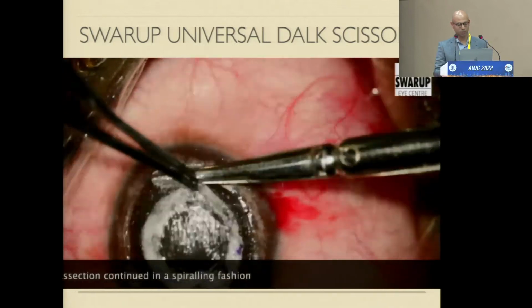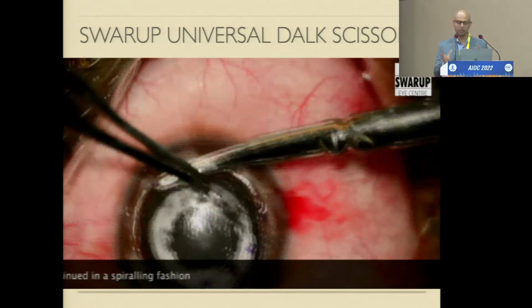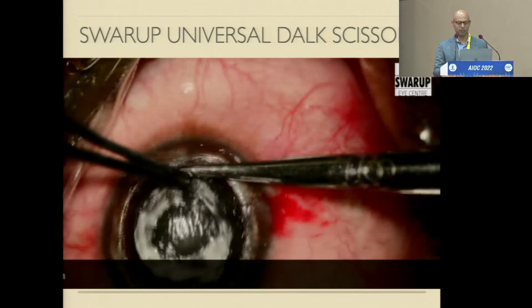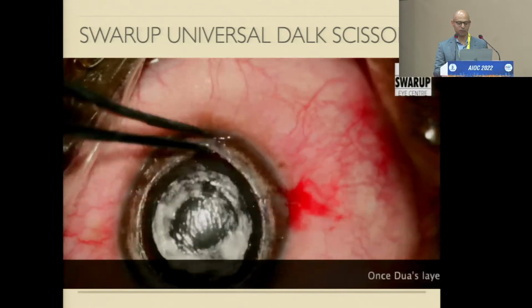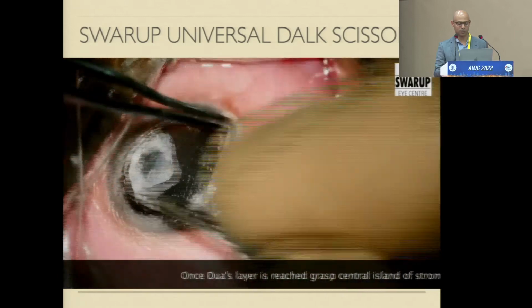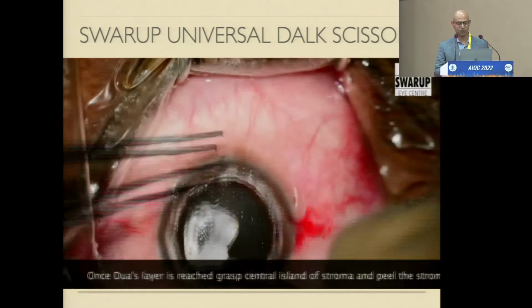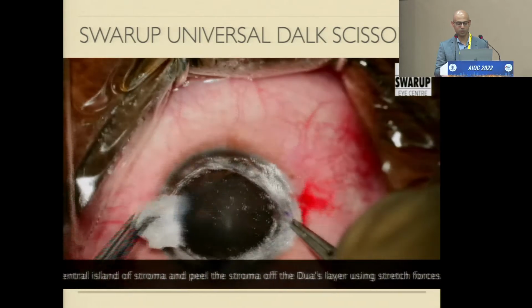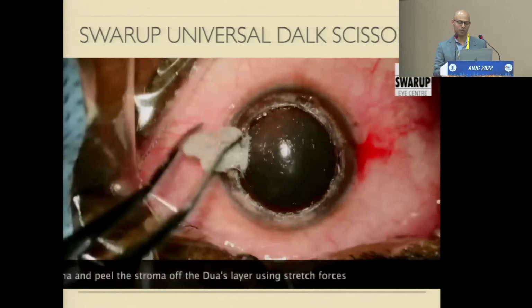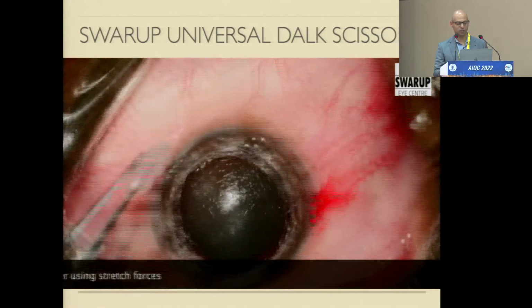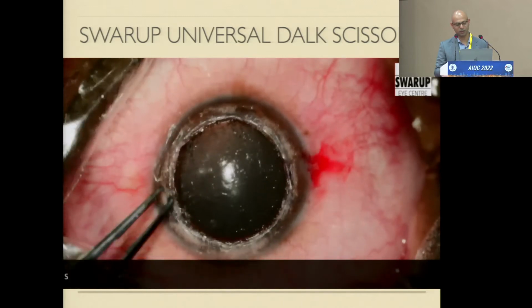When I've done this groove all around, sometimes you have this huge bunch of tissue in the middle. So I trim the edges of it so that it doesn't come in my way and doesn't preclude my visibility. Now I've exposed about 2-3 clock hours of the Dua's layer, and once you've got a good amount of exposure, that potential space is opened up, and just using stretch forces without any instruments in the central cornea, you can peel quite nicely. That last part you can just use some sort of a blunt instrument and peel it off.